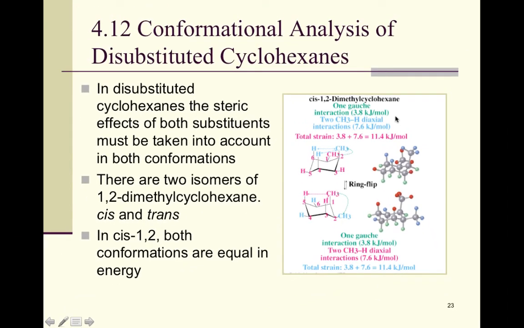You are required to know what energy cost there is for the gauche and for each CH3 hydrogen interaction, and be able to calculate and analyze the total strain in any of these chair positions. On the ring flip, they have the arrows going in equal lengths in both directions. That tells us they're equal energy, just as likely to be in one conformation as the other.